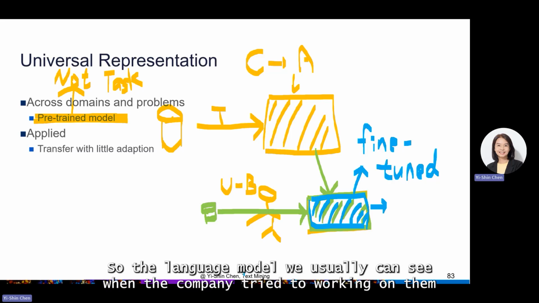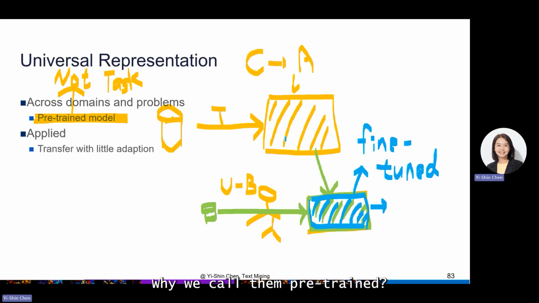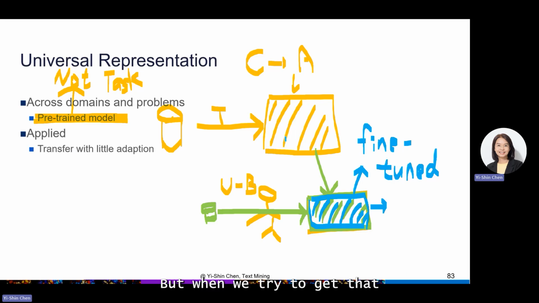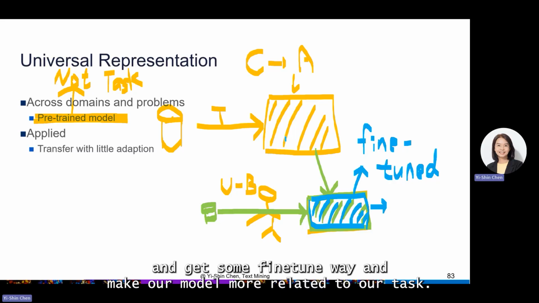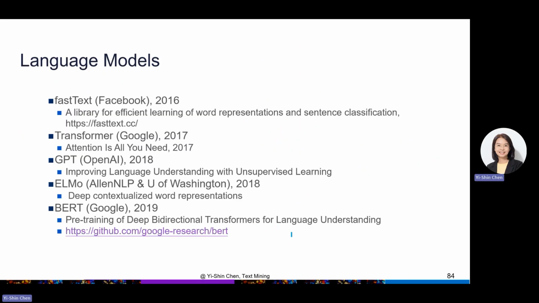So the language models we usually see when companies work on them, and when we get them, they are more like a pre-trained model. Why do we call them pre-trained? Because they are not trained on the text that we are going to use. But when we get one, we can work with our data set and adapt it a little bit to get a fine-tuned model, making our model more related to our task. So that is the fine-tuned one.